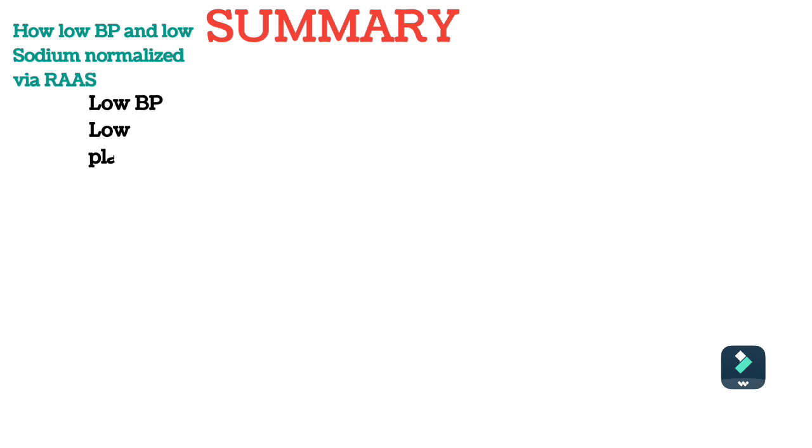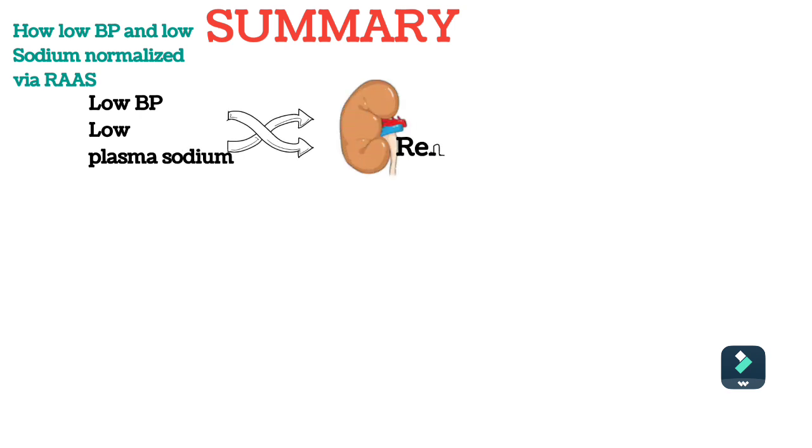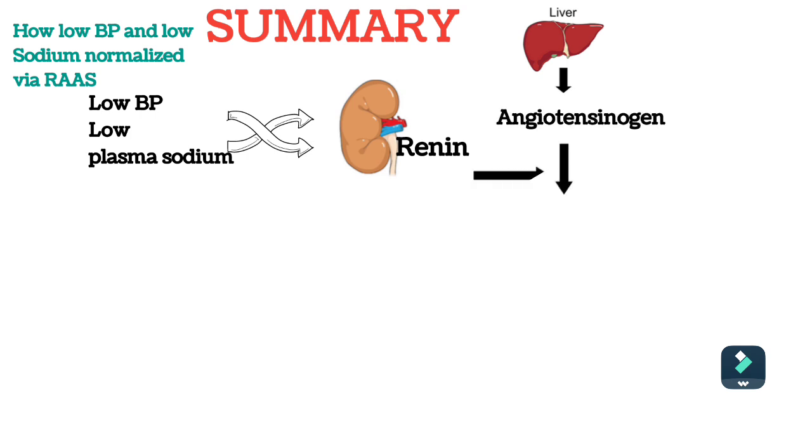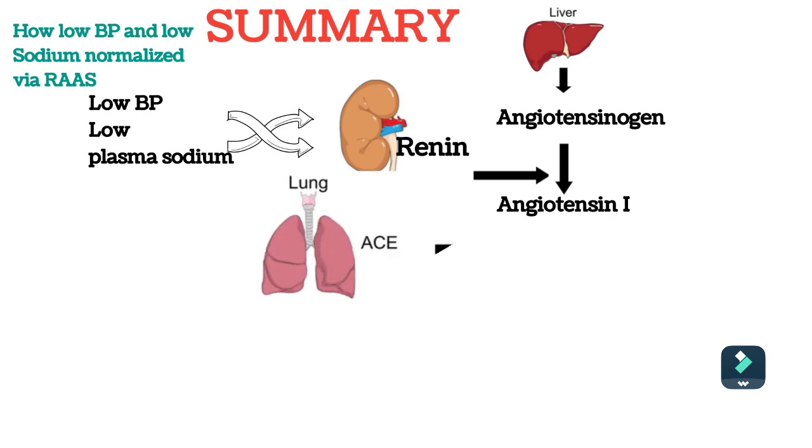Summary: how low blood pressure and low plasma sodium are normalized via the RAAS. Decreased blood pressure or low plasma sodium levels stimulate increased renin release from the kidneys. Renin acts on angiotensinogen, a protein produced by the liver, converting it into angiotensin I. Angiotensin I travels to the lungs, where it is converted into angiotensin II by the enzyme angiotensin-converting enzyme, ACE.